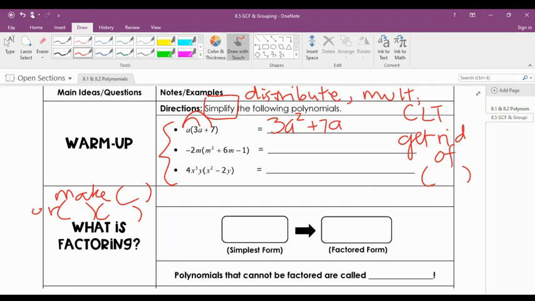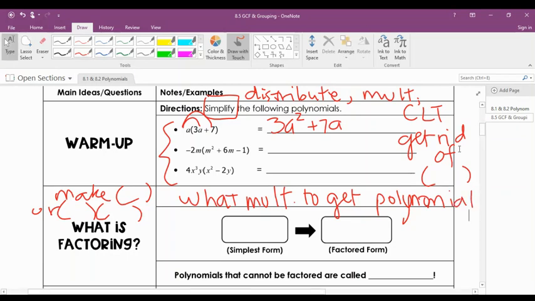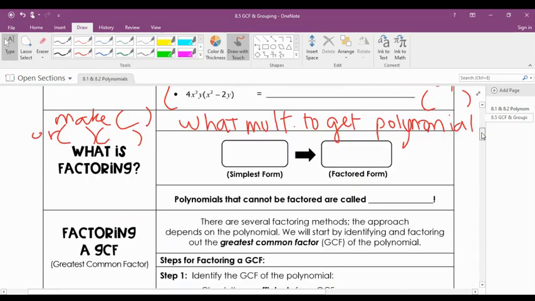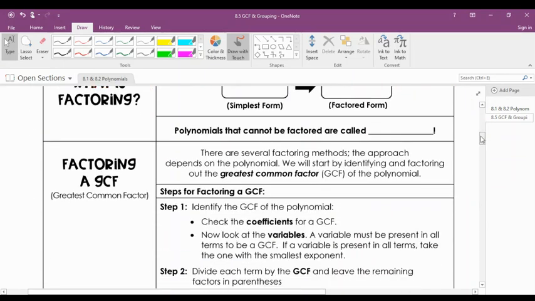Factoring is what multiplies to get this polynomial. So, and I'll even write that down here. What multiplied to get polynomial? We are making parentheses. So I am going to go down here to these. Well, I'll go ahead and fill in this word here. It says polynomials that cannot be factored are called prime. I'll show you one of those, but we won't have very many of those. That's when it can't be factored, and I'll show you what that means in a minute.